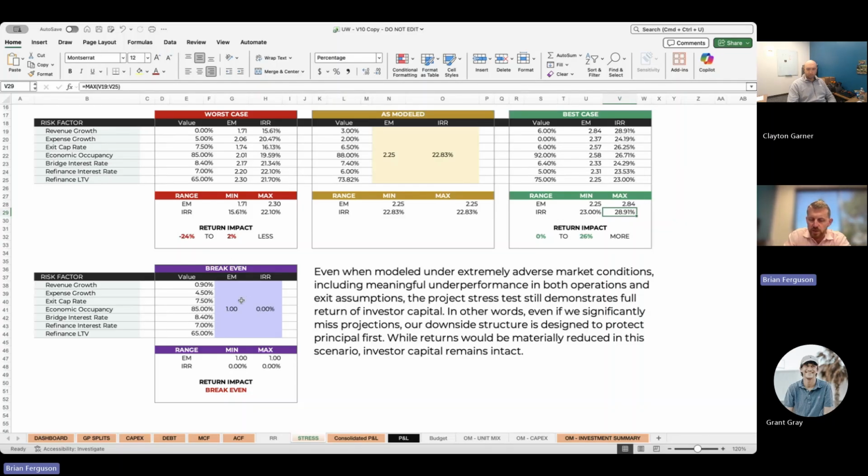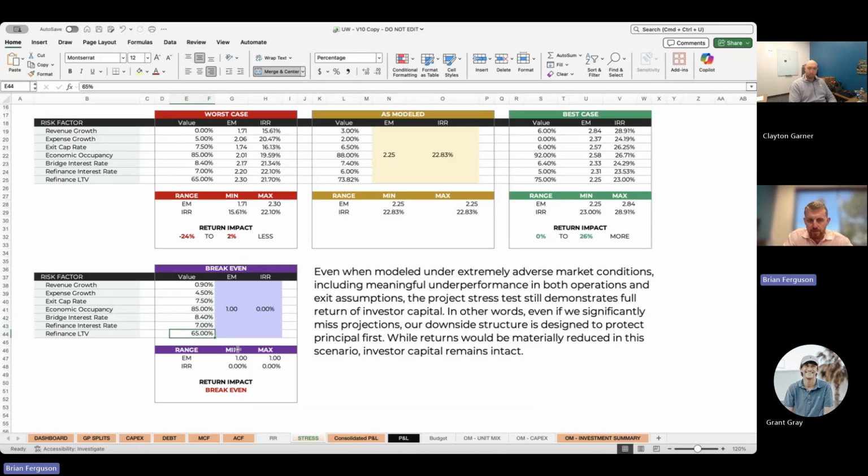And then we added this one in. We didn't used to have this one in ours, but we started adding this break even. So now this bottom is a cumulative of all these things. If we saw less than 1% revenue growth, if we saw expense growth go from 2 to 4.5, cap rate go from 6.5 up to 7.5, our economic occupancy went down to 85%, our interest rate increased at the initial period. This is on day one, so that'd be pretty easy to control. You're proceeding with the deal knowing it's happening. Our refinance rate goes up and our LTV goes down.